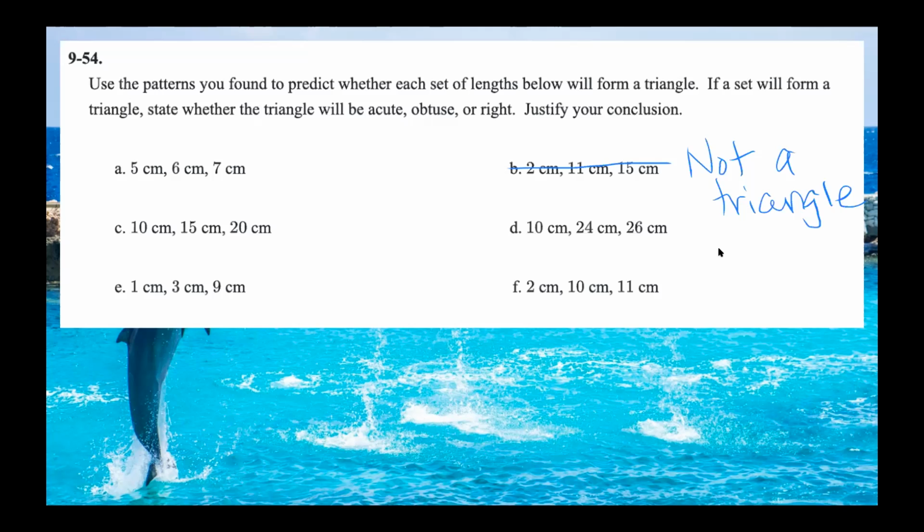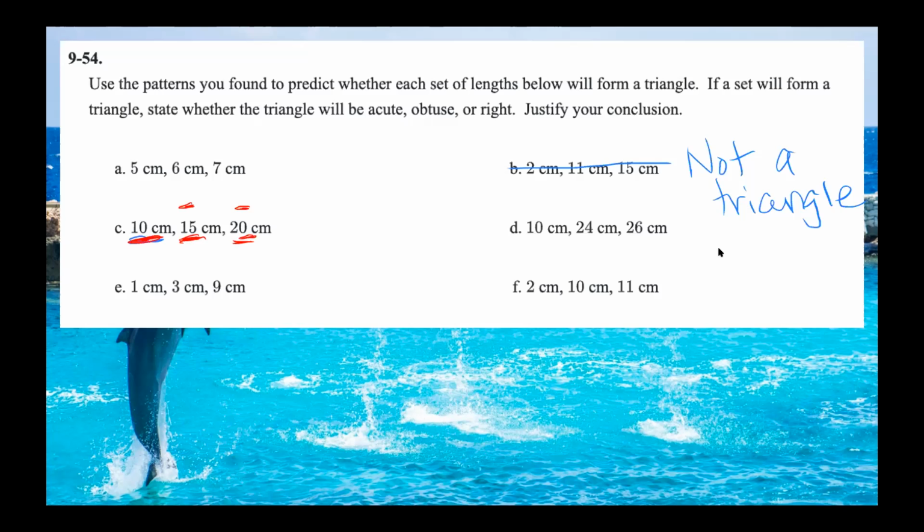Okay, good, yeah. So they're going to be greater when we add up the side lengths. They're going to be greater than the third side length. So here, 10 plus 15 is going to be greater than 20. 15 plus 20 is going to be greater than 10. They'll be greater than 10.